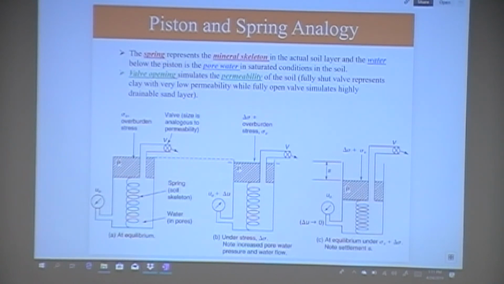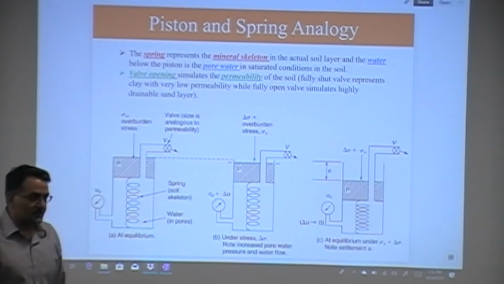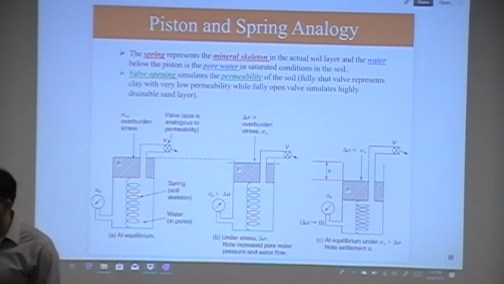But let's take a look at the concept of consolidation and settlement of the material based on the piston, spring, and valve analogy that we have. We talked about this in a different way before, but let's quickly take a look at the general concept here. Let's assume that I had a leak-proof, waterproof system. This is a piston here. I can measure the pore water pressure.